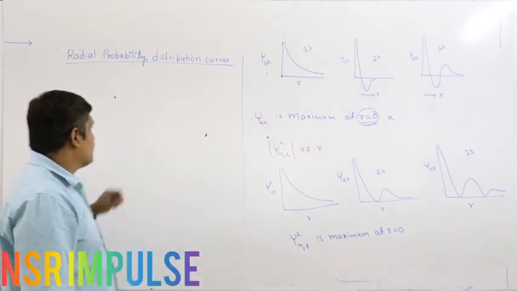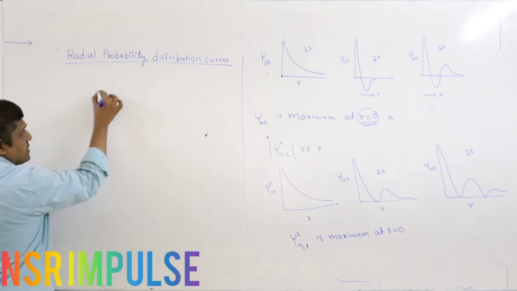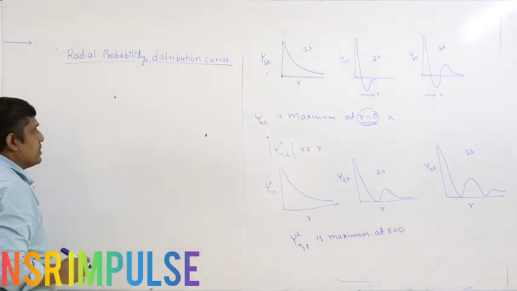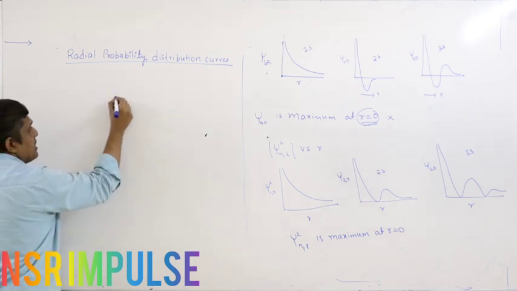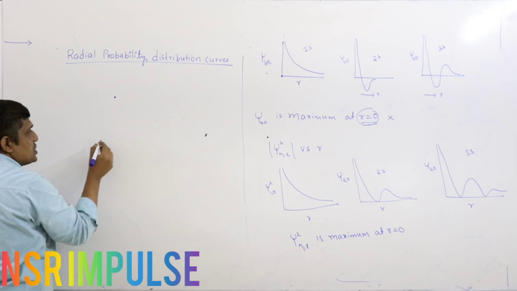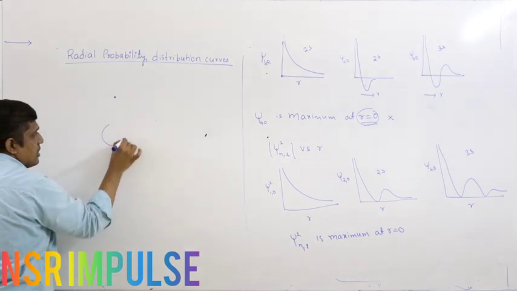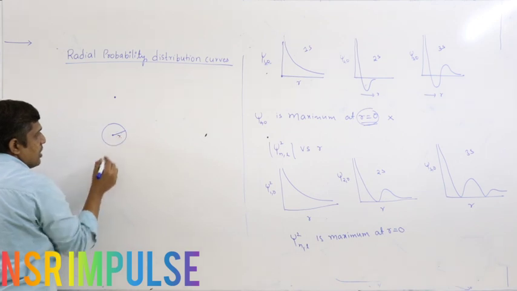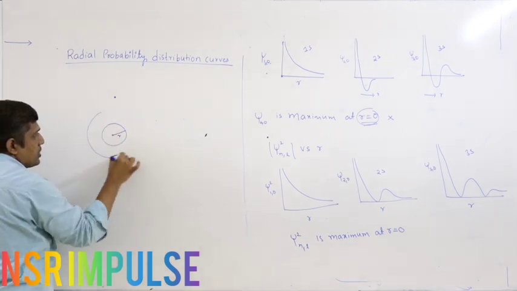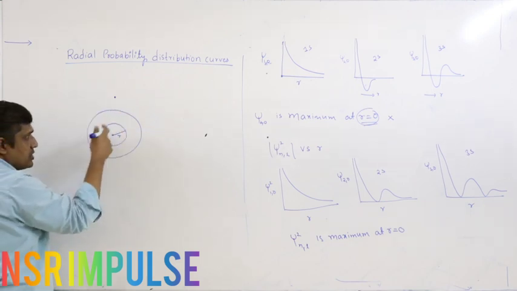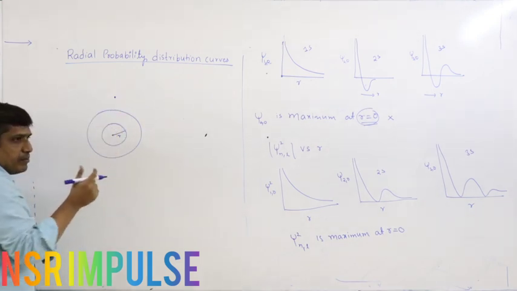So here also we are assuming that the space around the nucleus can be divided into a number of concentric spheres with a thickness of dr. So let us consider one such small shell with a radius r. This is the inner sphere with radius r, and say this is the outer sphere. Just for our understanding, I am drawing it in a larger size. So this is like a piece of onion.